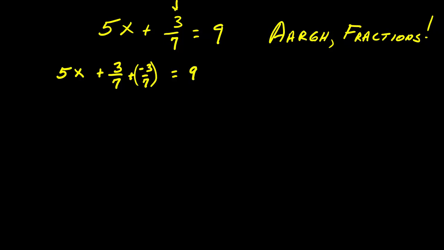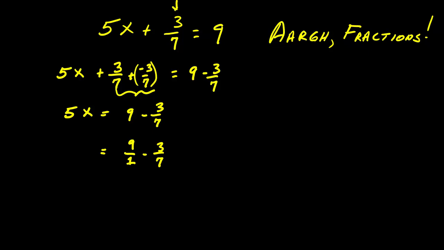And it's going to give me 9 subtract 3 over 7. We'll go ahead and write 5x equals, and you know that this is a 0, equals 9 subtract 3 over 7. I'll rewrite the right-hand side of that equation as 9 over 1 subtract 3/7.